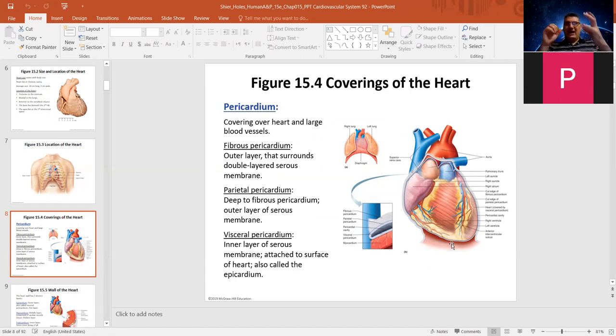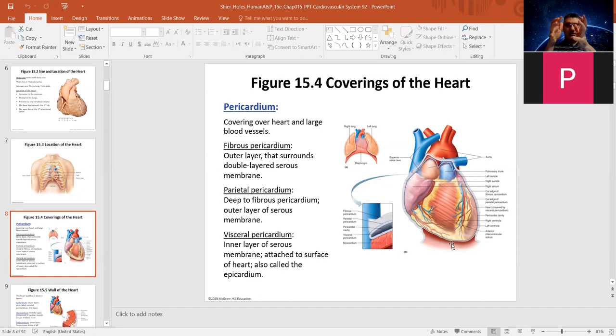Look at this. Like I have a double bag. Get a bag, put another bag inside of it, and put your phone inside. The phone will be surrounded by two bags. Those two bags together is the pericardium.